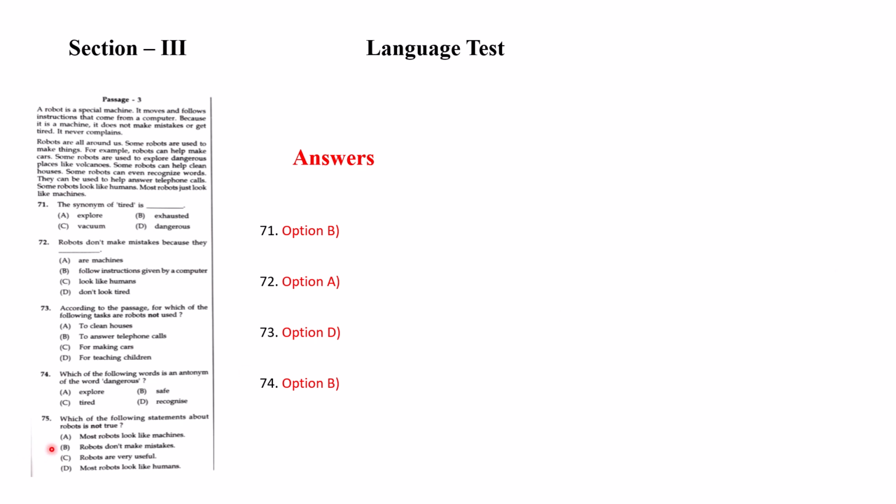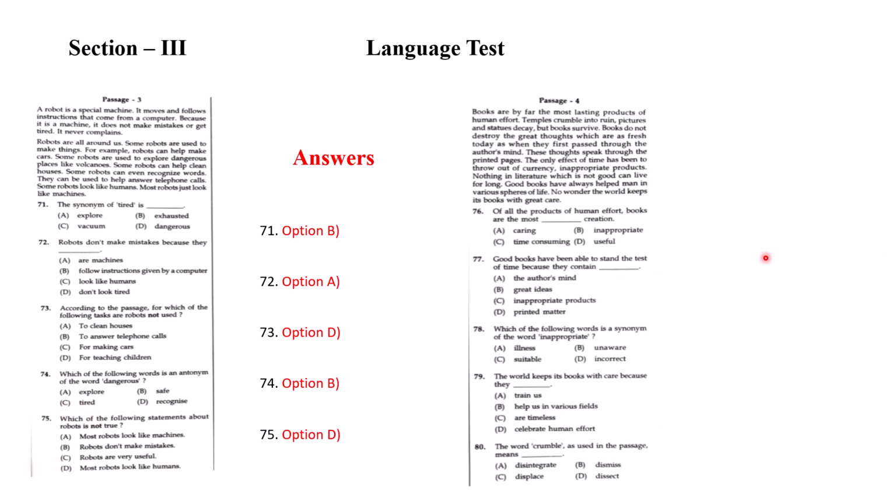Coming to question number 75, which of the following statements about robots is not true? Most robots look like machines. Robots don't make mistakes. Robots are very useful. Most robots look like humans. Coming to the last sentence of this passage, it is given here: most robots just look like machines. He is asking which of the following statements is not true. So the first statement is true. The second statement is also true. The third statement is also true. But the fourth statement is not given in this passage. Therefore, it is not considered as true. Therefore, the correct answer for this question is option D here.